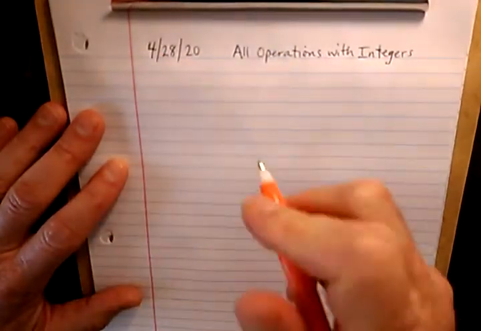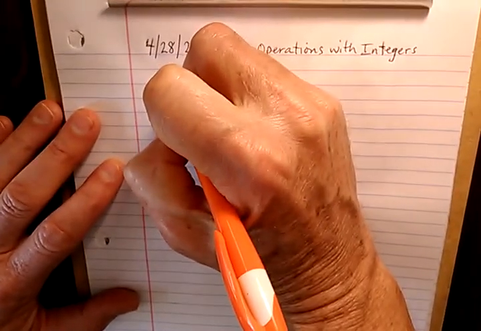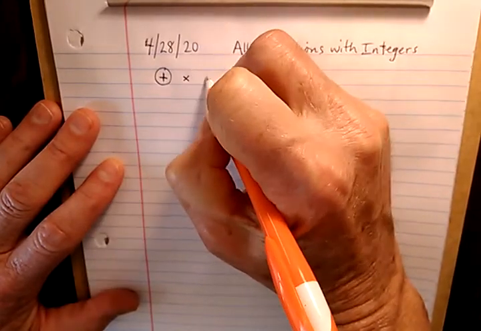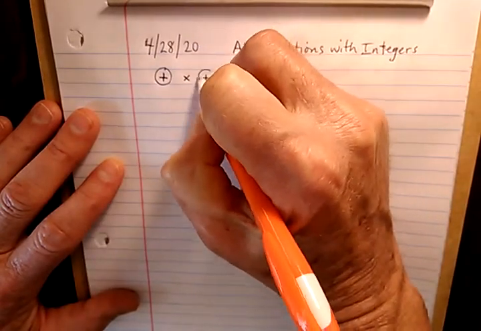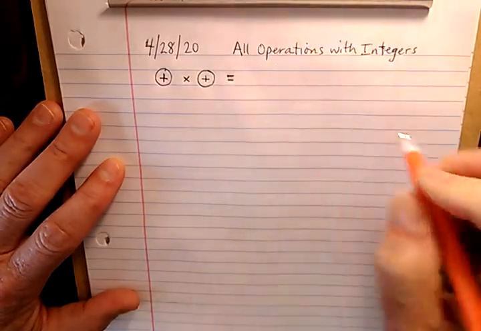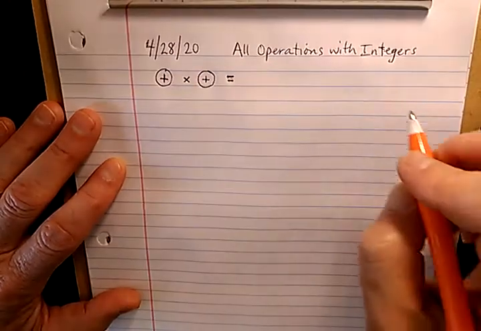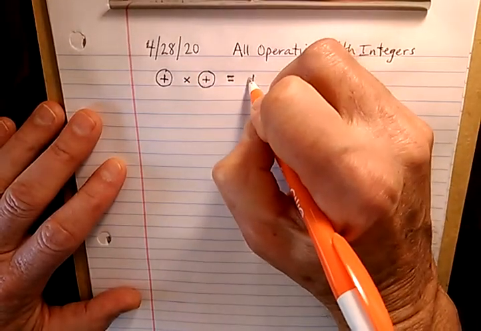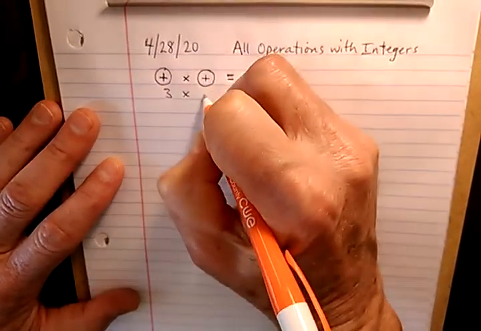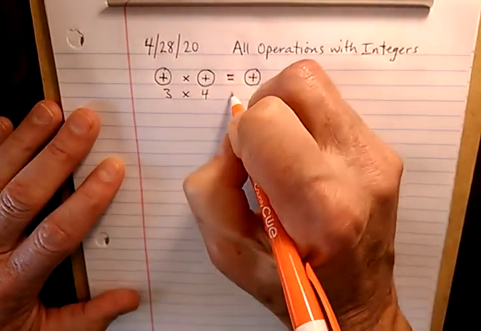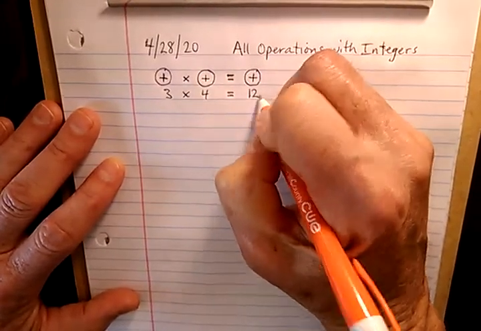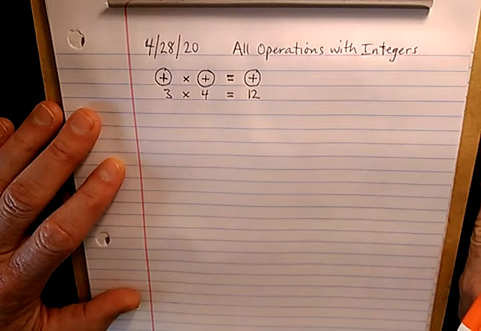For example, when we have a positive number and we want to multiply times another positive number, is that going to equal a negative or a positive? Positive times positive equals positive. That's just regular multiplication. For example, 3 times 4. A positive 3 times a positive 4. In elementary school, you learned 3 times 4 is 12. There are no negatives involved in that problem at all.